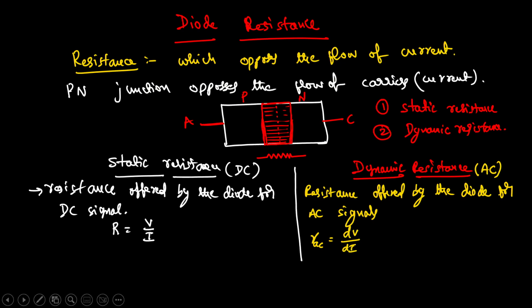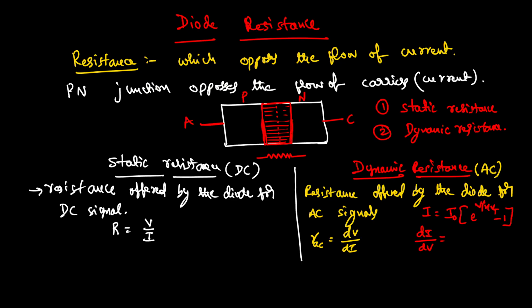So finally we want this equation, dV by dI. And already we know the diode current is I equals I naught into e to the power of V by eta Vt, minus 1. This is the standard diode current equation. Now from this we want dV by dI, so I want to differentiate this current equation with respect to the voltage. Then it becomes dI by dV. Differentiate the current equation with respect to the voltage.